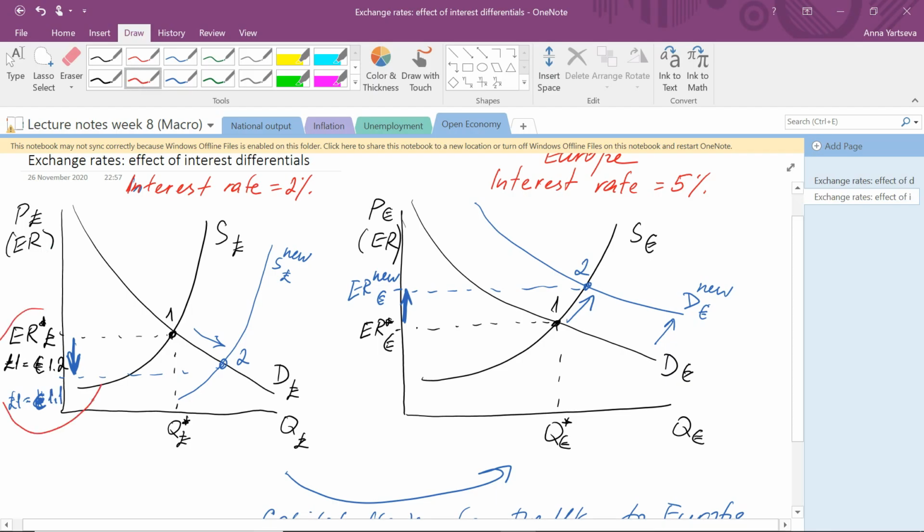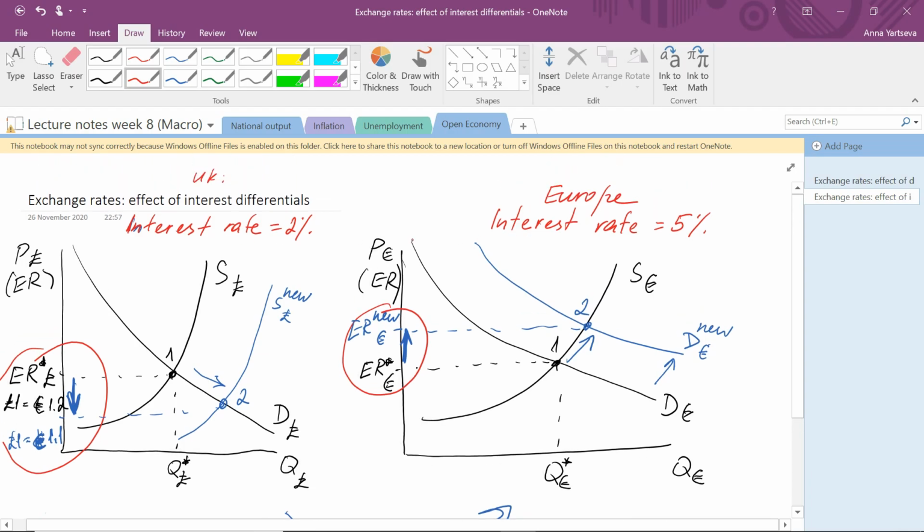So these changes in the exchange rate were caused by interest rate differentials, and the logic here, as I mentioned, is that a lower interest rate will lead to a lower currency value. A higher interest rate will lead to a higher value of the domestic currency.